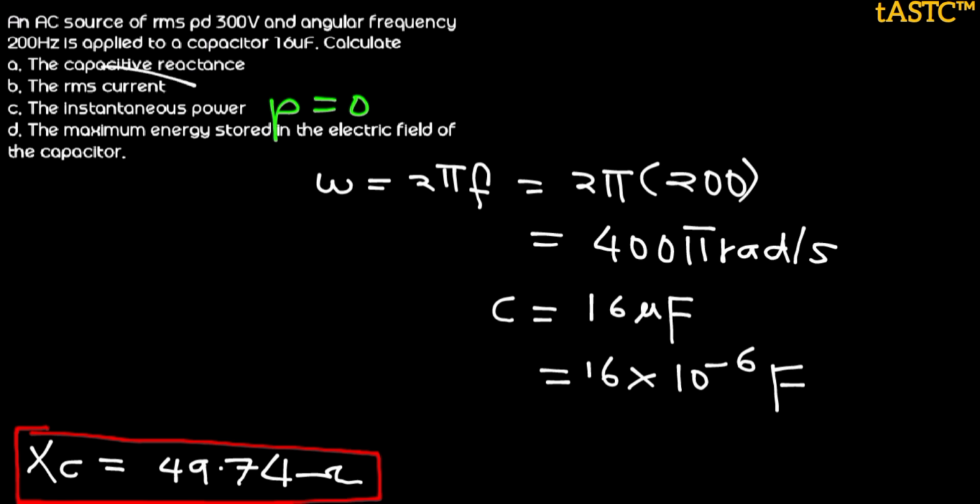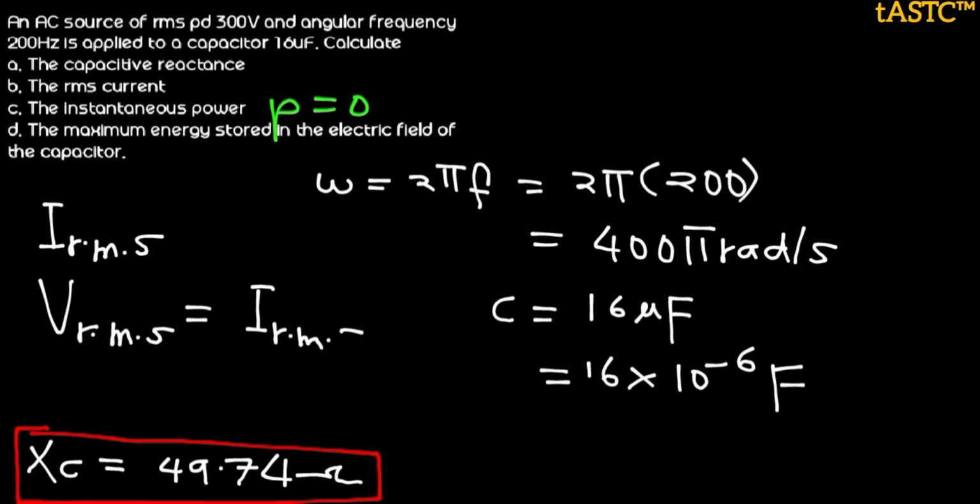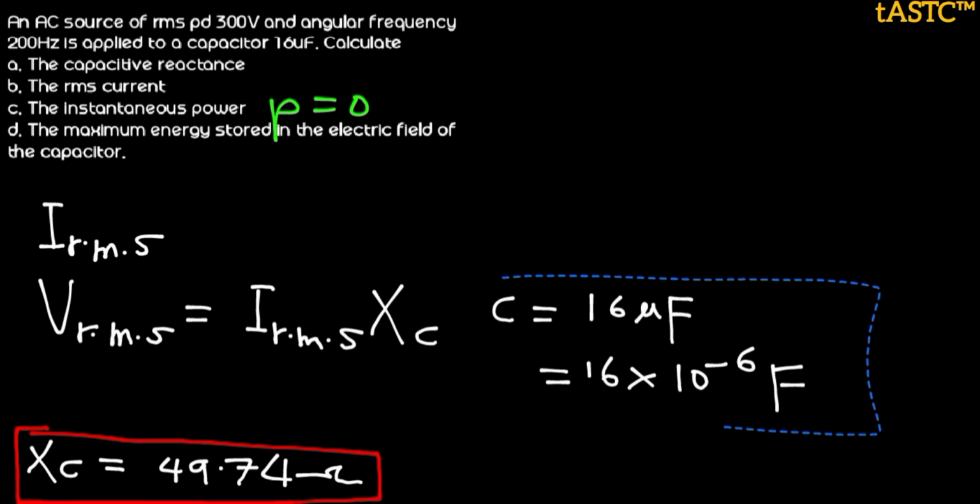So the second question, we need to find out what is going to be the RMS current. Now RMS current is written as IRMS. We already know that the voltage which was delivered is an RMS voltage, and that will be equal to the RMS current multiplied by the resistance. In this case it's only the capacitor which is inside, so the reactance of the capacitor will be the resistance that will be used. So we need to find IRMS, so we're going to make that the subject.